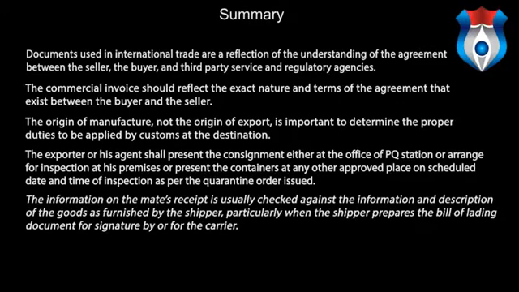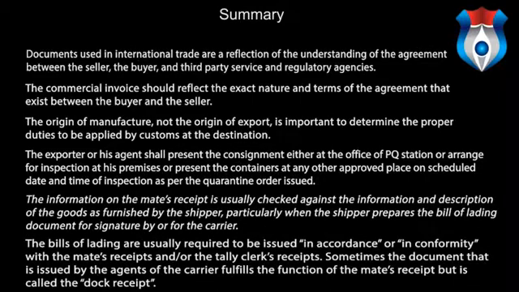The information on the mate's receipt is usually checked against the information and description of the goods as furnished by the shipper, particularly when the shipper prepares the bill of lading document for signature by or for the carrier. The bills of lading are usually required to be issued in accordance or in conformity with the mate's receipt and/or the tally clerk's receipt. Sometimes the document that is issued by the agents of the carrier fulfills the function of the mate's receipt but is called the dock receipt.